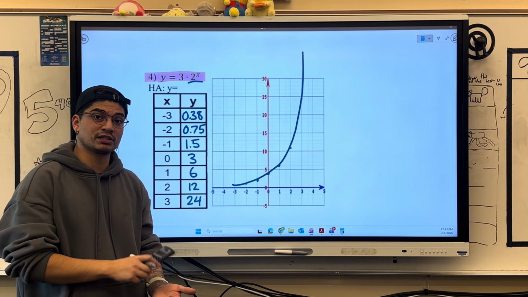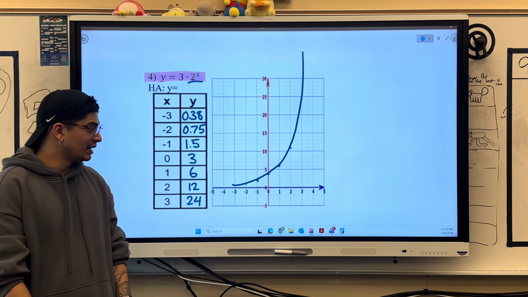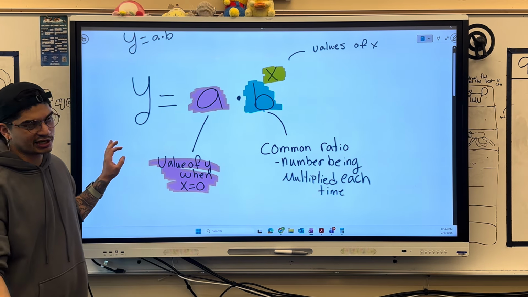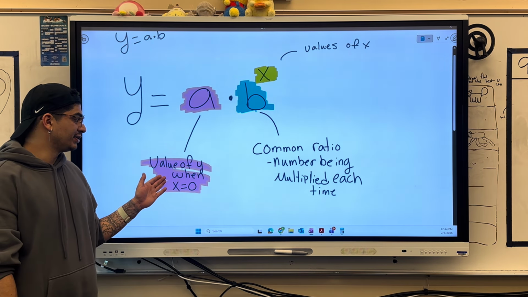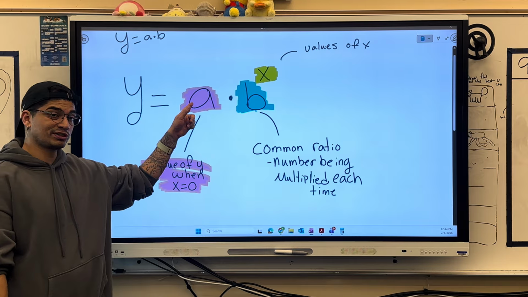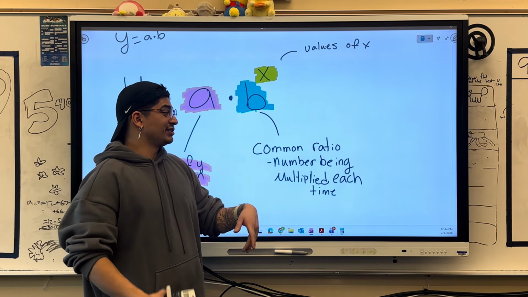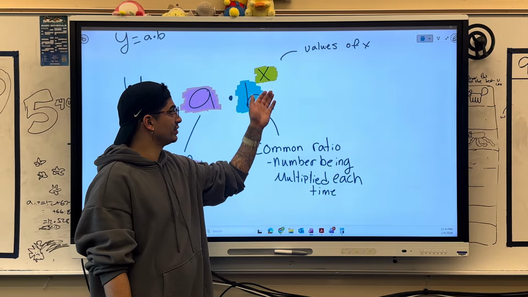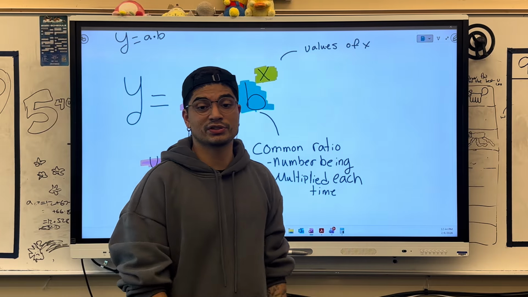All right, so that's what I got for you guys, right? Just give yourselves those reminders of how you can create your formula. Again, the formula is made up of two parts, or technically 3. Where is your value of y when x is 0? That's your first number. Your b is your common ratio, what's being multiplied every single time. And then your exponent, which is just your x values.